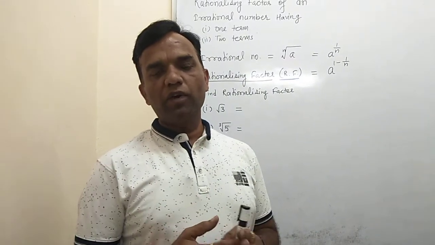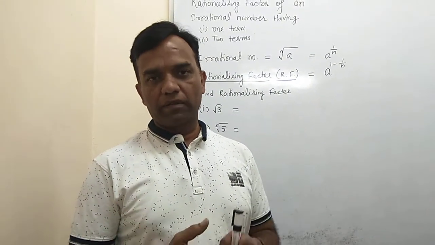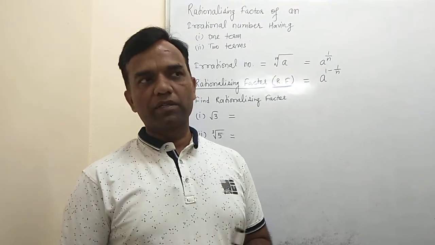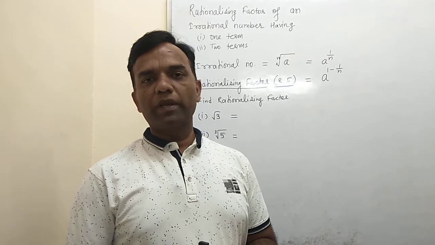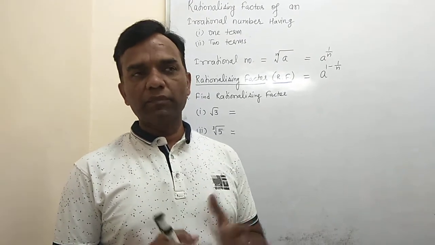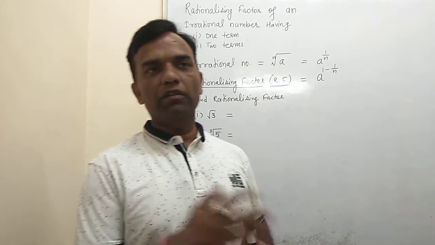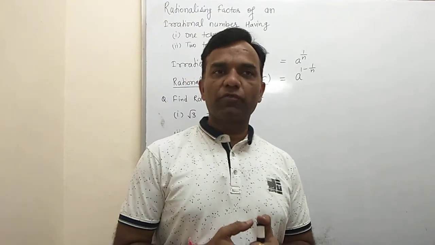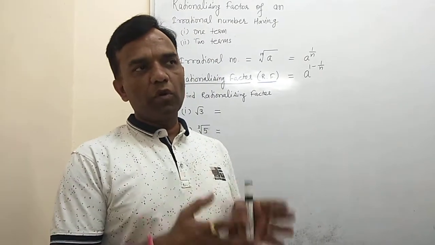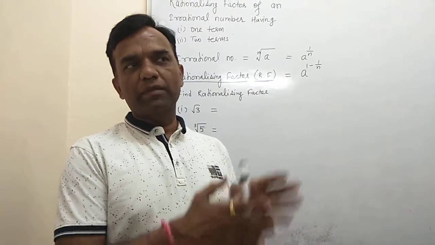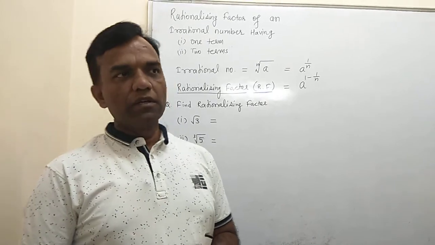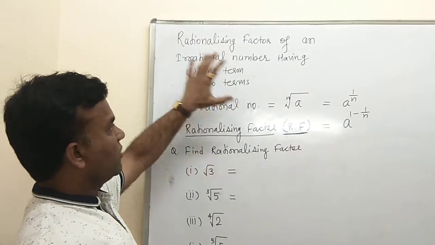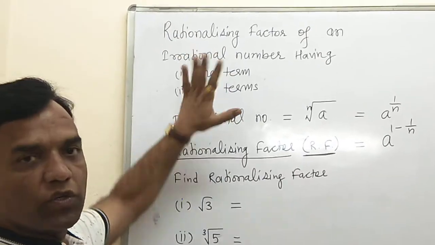So in this video I explain the rationalizing factor, which is a very important part related to irrational numbers. Our focus is only on rationalizing the number, and rationalizing a number depends on the rationalizing factor. So today our motto is the concept related to the rationalizing factor of an irrational number having one term and two terms.